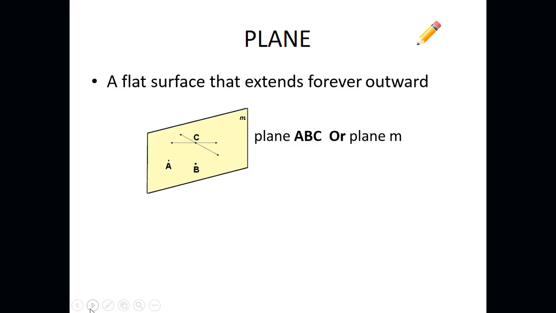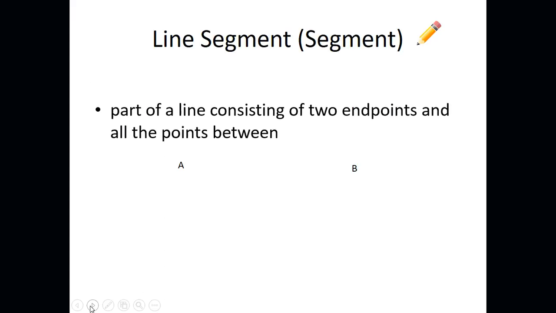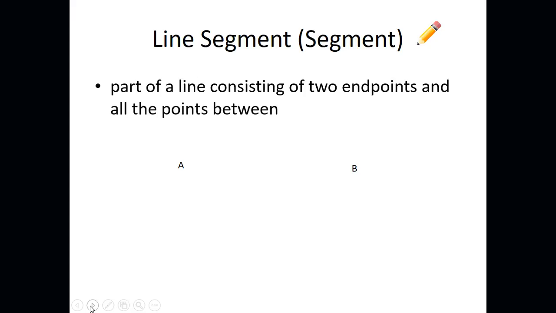And now from that, let's continue to build. Line segments are just a piece of a line consisting of 2 endpoints and all the points in between. So in this picture, I have a picture of segment AB. Notice that A and B are endpoints. That's what makes it a segment. It does not go on and on forever. And the symbol for that is the A and the B again, but without the little line and its arrows. Notice there's just a little mini picture of a segment bar above it.